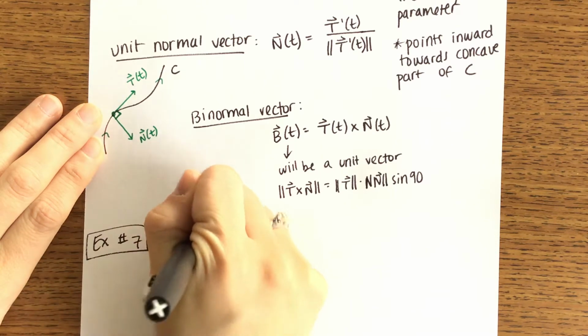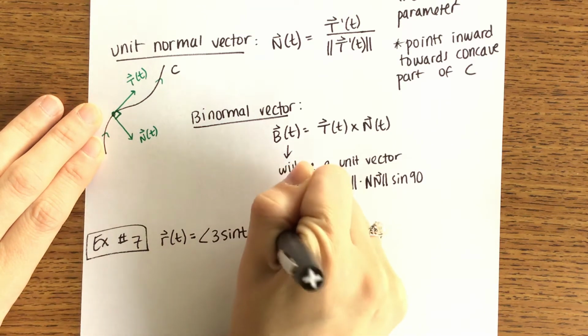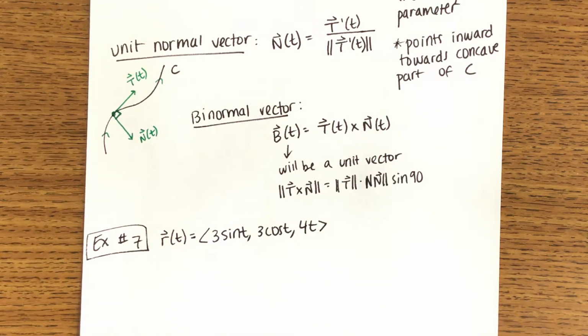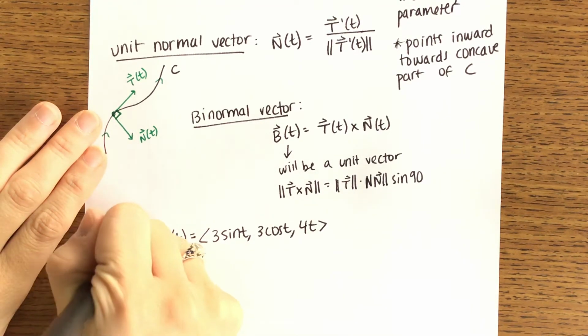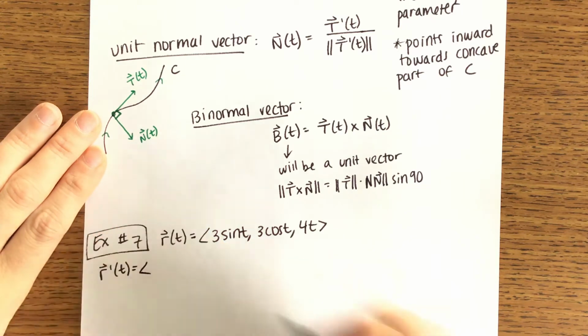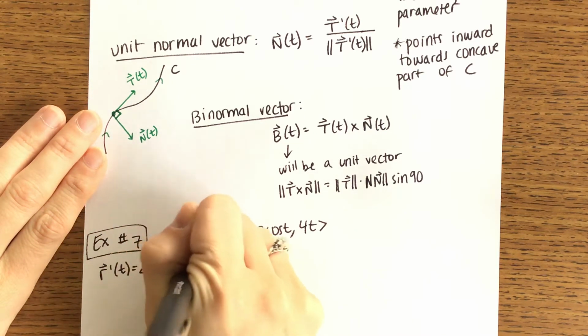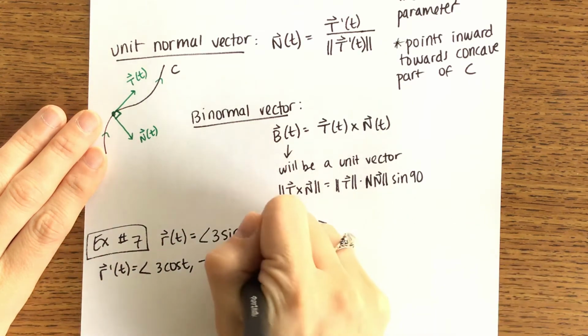R of t is 3 sine of t, 3 cosine of t, and 4t. We are going to find all three vectors: the unit tangent, the unit normal, and the binormal. We are going to start by finding the derivative of r. The derivative of 3 sine is going to be 3 cosine of t, and then negative 3 sine of t, and then 4.